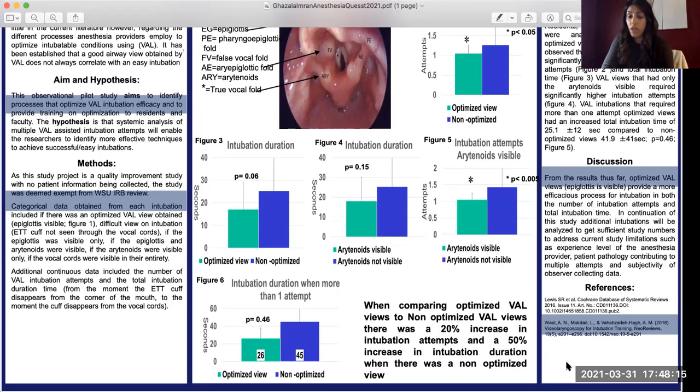So the plan is to continue this study, and any intubation that is requiring a laryngoscope in the operating room that we observe and try to see if the views continue to improve not just the attempts, but the duration for these intubations. This is the end of my presentation.